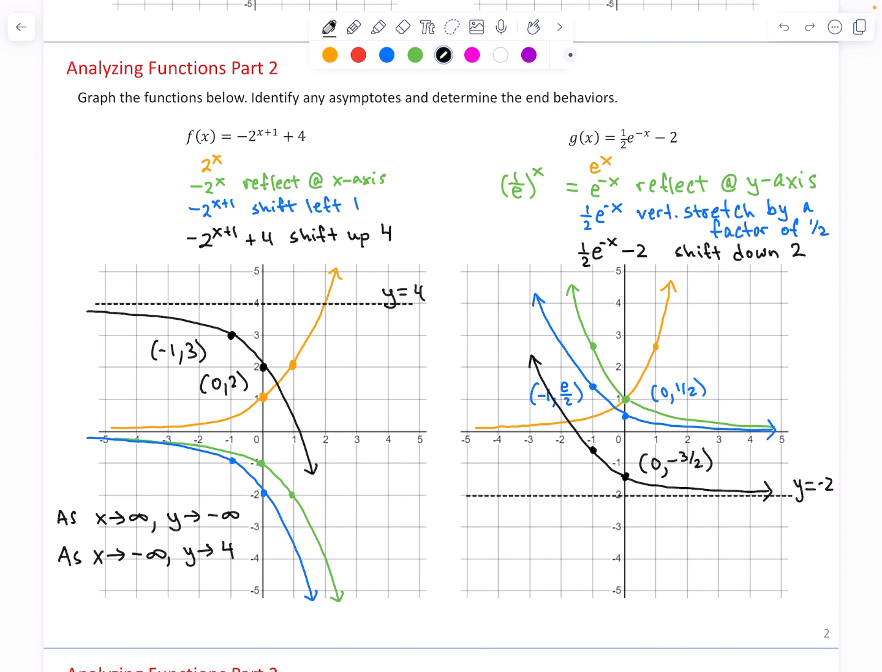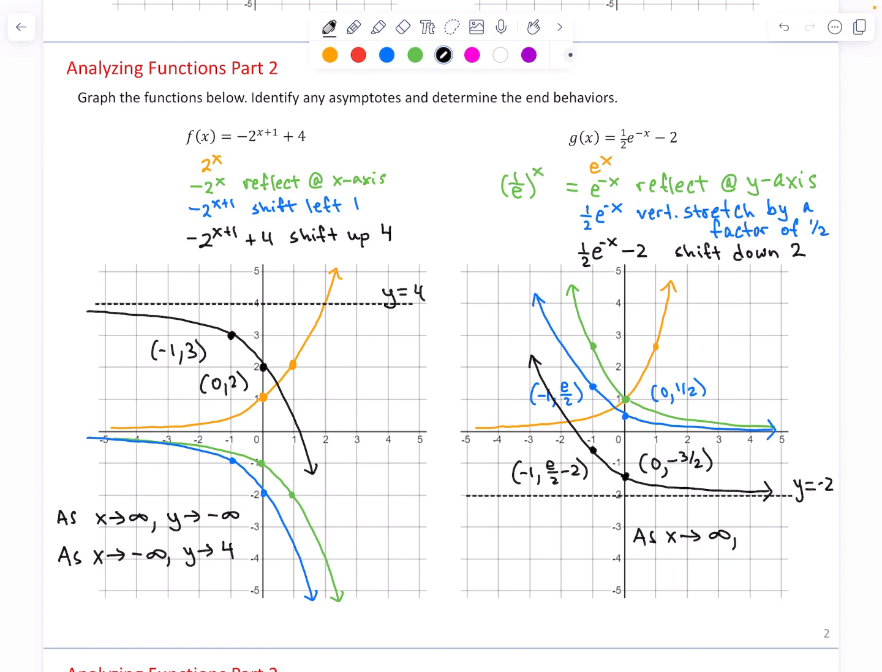And our other black point is at negative 1, and then we had e halves and then subtract 2 from that. Now the second black point is very easy to verify. Just look at the rule of the function and plug in negative 1 for x. And you'll get e to the positive 1, or just e, and then times 1/2, and then minus 2. Exactly what this y coordinate is here.